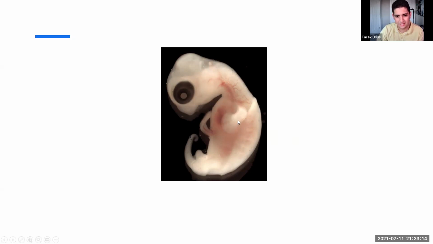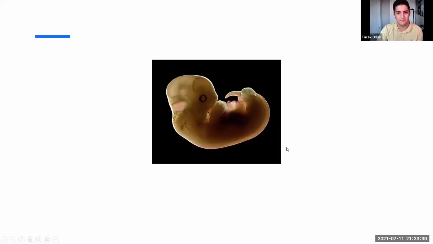And you can see sort of the webbing in the limbs. But if you'll notice, most of the embryos have webbed hands or digits, because that's just part of the developmental process. I'll show you later how that kind of forms into the fingers. So yeah, this is a turtle embryo.